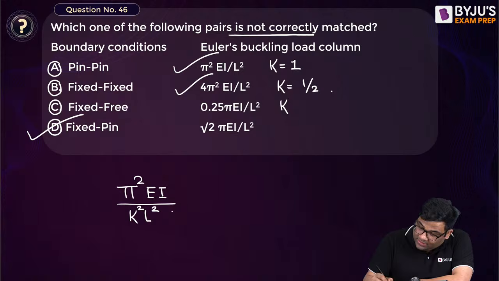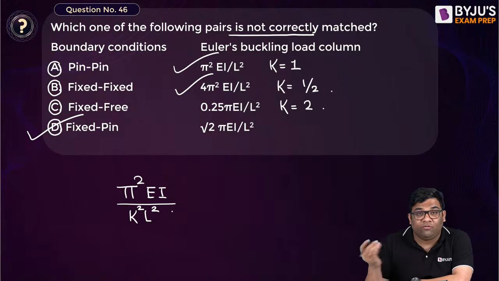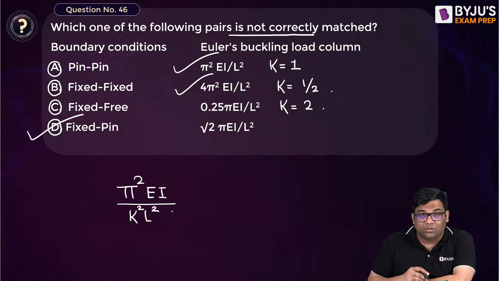Then here K is equal to 2 only. Fixed free, K is equal to 2. So K is equal to 2 means K square becomes 4. Now divide by 4, that is 0.25, right? This is also correct.